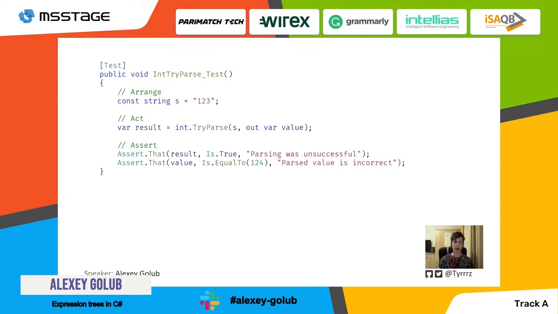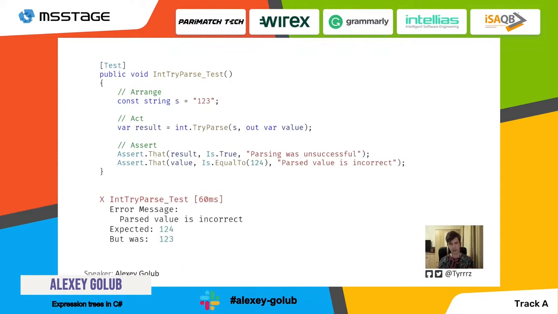And to make the error messages in case of failed assertions more informative, we also provide some error information saying that parsing was unsuccessful or parsed value is incorrect. And that helps us because whenever the test fails, we can see from the error message what exactly went wrong. So here we see that, oh, the value is incorrect. So it did return true, but some other part has failed. And that's kind of useful.